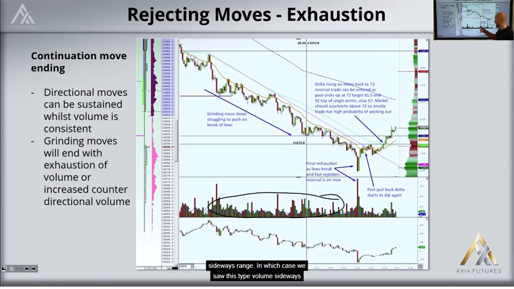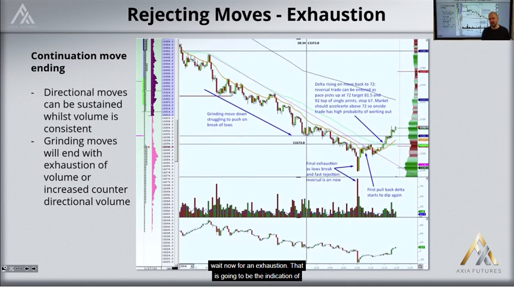In which case, if you saw this type of volume in a sideways range, you would assume that volume is likely to stay the same, or that the range trade is likely to continue. Here, there's a lack of change in volume, but direction, and that's fine. If you're short, you need to wait now for an exhaustion.